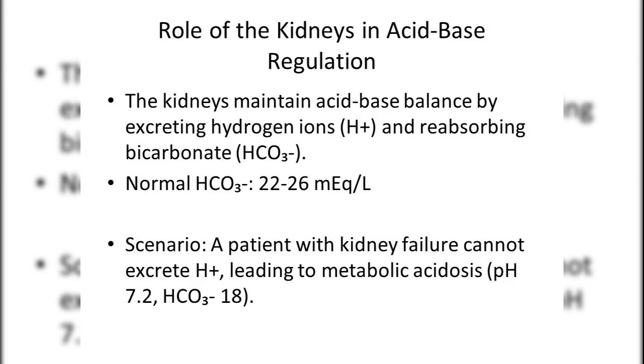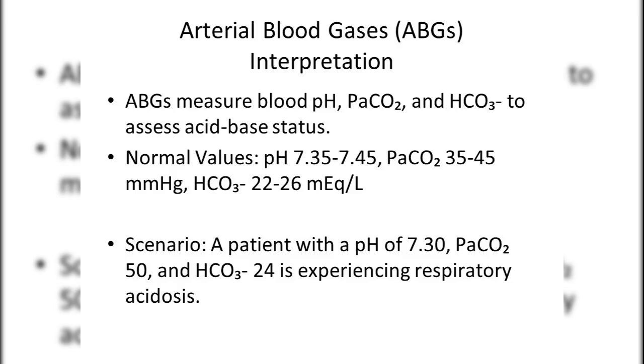and HCO3 of 18. Arterial blood gases, or ABGs, measure blood pH, PaCO2, and HCO3 to assess acid-base status. Normal values are pH 7.35-7.45, PaCO2 35-45 millimeters of mercury, and HCO3 22-26 MEq. For example, a patient with a pH of 7.30, PaCO2 of 50, and HCO3 of 24 is experiencing respiratory acidosis.